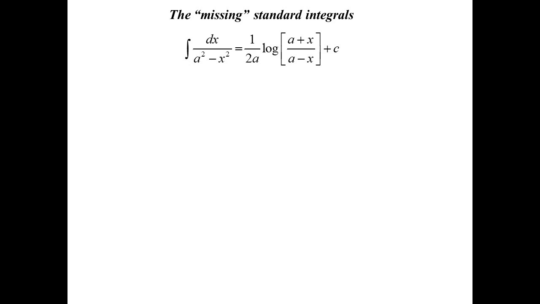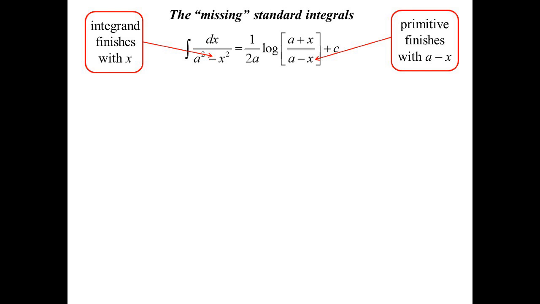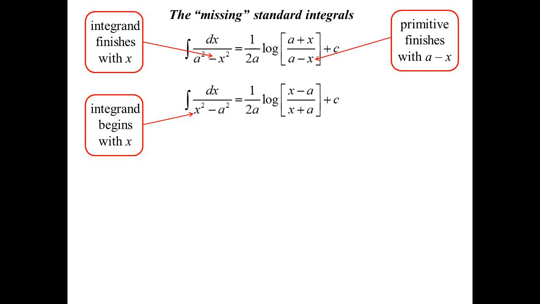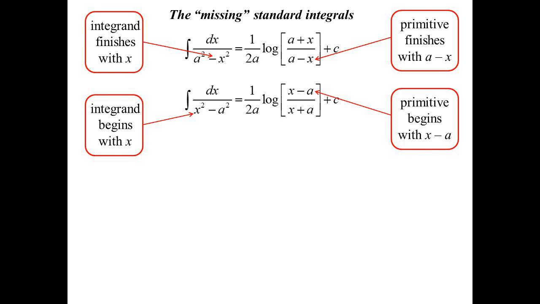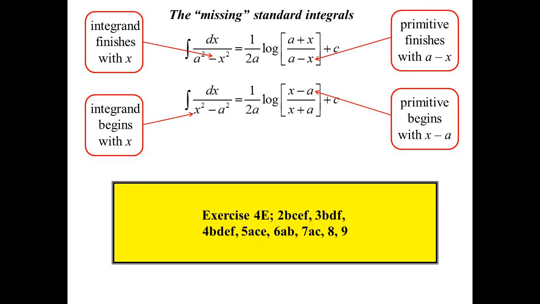How do I know it's that one? Well, have a look. It finished with x, or more to the point, it finished with negative x. Therefore, when I write this log down, I finish with negative x. So I know because I'm finishing with negative x, the top must have gone a plus x, the bottom goes a minus x. The other one is x squared minus a squared. Look at that. It begins with x. So because I begin with x, I start with x and go x minus a. The other one must be x plus a. So it begins with the x minus a. That's how I remember which way around it goes. Because other than that, they're both 1 on 2a, the log of that particular expression. Exercise 4e we'll add to our list there.